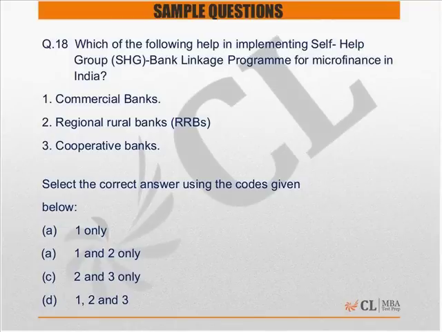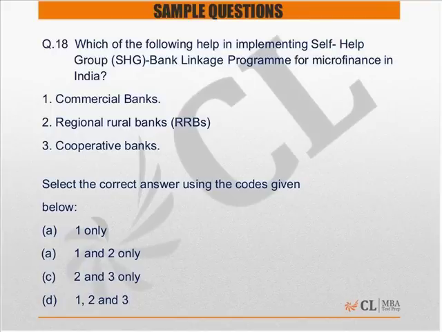Which of the following help in the SHG bank linking? Your options are like this. Yes, your answer comes at C, 2 and 3 only. 2 and 3 means you say that option 1 is wrong. In statement 1, commercial banks do not play a role. Let us see. There are different models for providing microfinance. The self-help group bank linkage program has emerged as the major microfinance program in India. It is being implemented by commercial banks, RRBs, and cooperative banks. All. Option D is the correct one, friends.